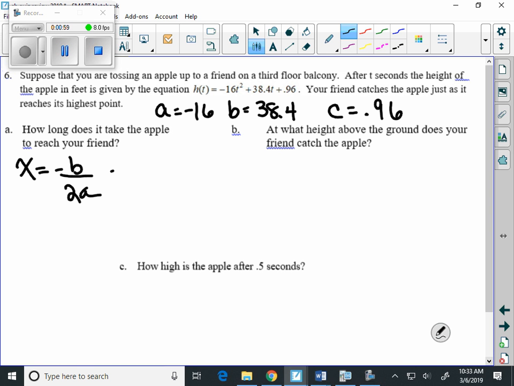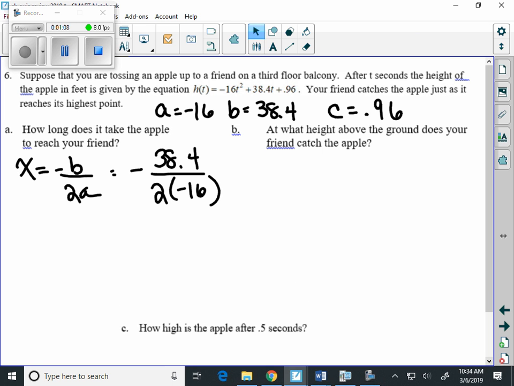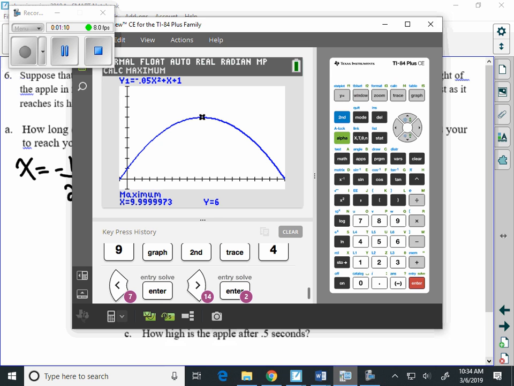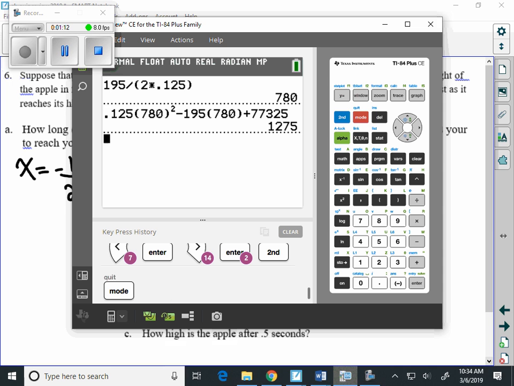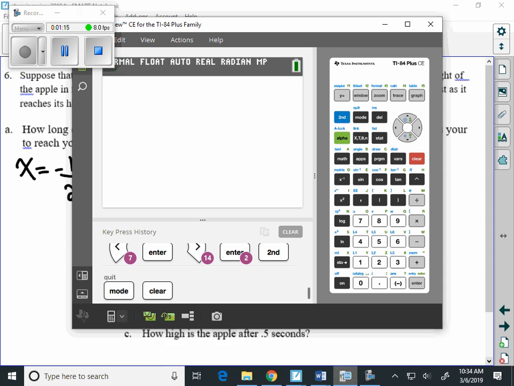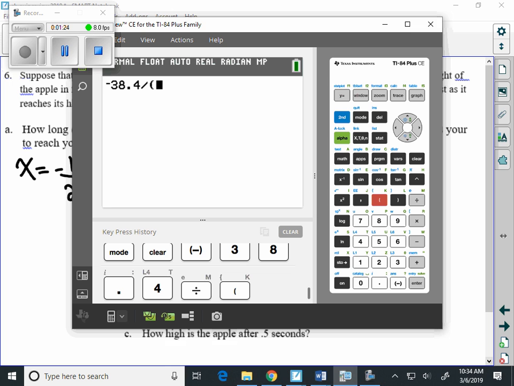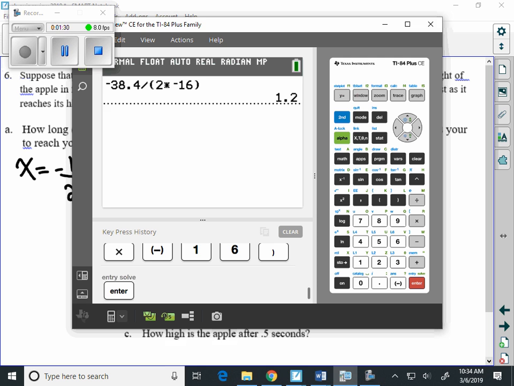So when we fill it in, it's going to be the opposite of 38.4 divided by 2 times negative 16. And when you type this in to your calculator, without using the fraction button, it's negative 38.4 divided by parentheses 2 times negative 16. Gives us that value of 1.2.